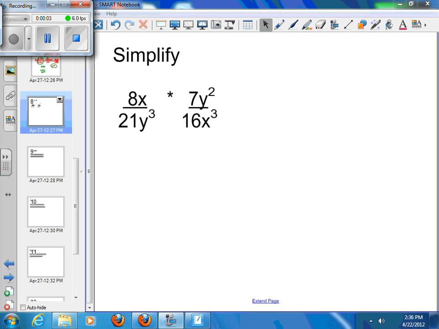So, multiplying and dividing rational expressions, I'm actually going to do a multiplication problem now. This is a very basic one that you might see in a pre-algebra or an algebra class, but we kind of need to do this for a review. So whenever we look at this, I'm going to rewrite this.